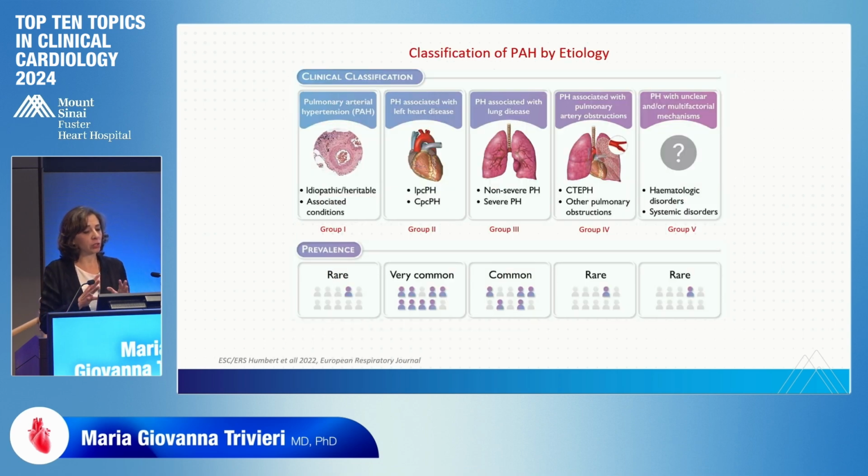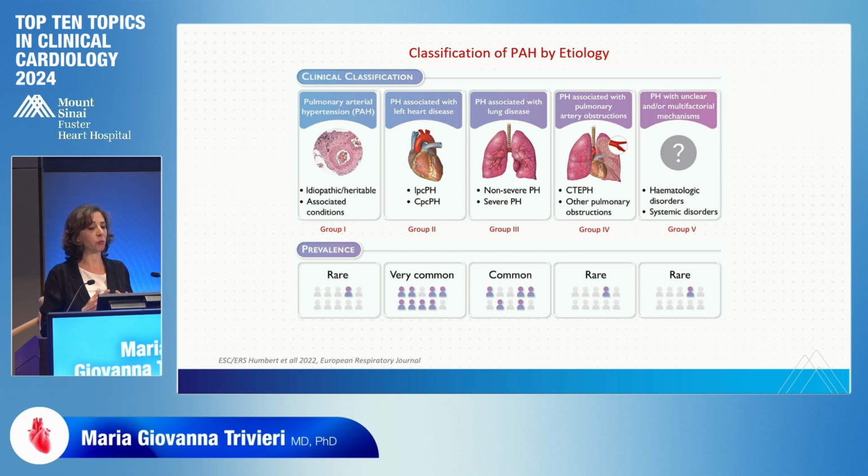In addition to distinguishing patients based on hemodynamic criteria, we also classify patients based on etiology, and we have 5 different groups of patients. So every time, again, we care for a patient, we need to sort of know where it belongs, whether it belongs to group 1, 2, 3, 4, or 5. And the reason to do that is primarily because we have specific therapy essentially for each one of the conditions.